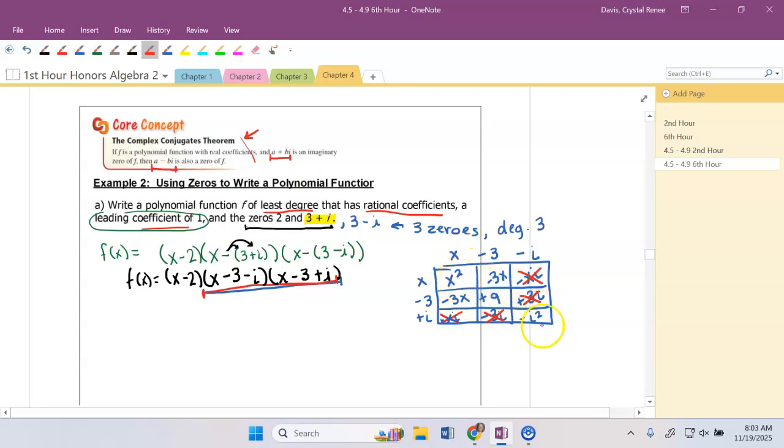Now remember, i squared is -1. So a negative i squared would be a negative -1, which is just a positive 1. So this is just a 1. Okay, so if I add all these terms, I get x squared, minus 3x and a minus 3x is a minus 6x. And then a plus 9 and a plus 1 is a plus 10. So this right here, if I multiply them together, turns into something that looks very normal: x squared minus 6x plus 10.